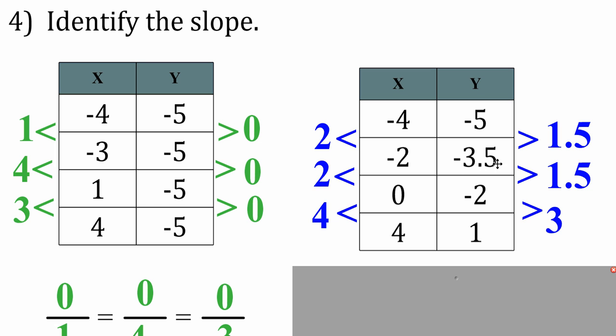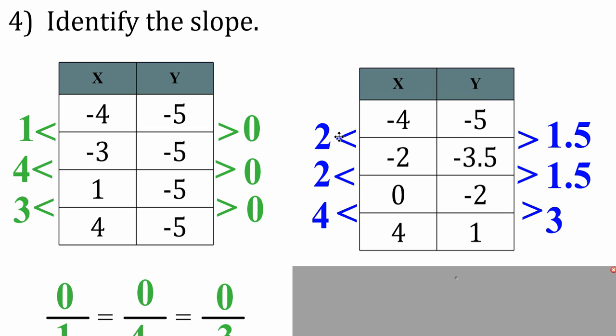Okay, do the change of the outputs. -3.5 minus -5, that turns into a positive 5. That gives us a 1.5. -2 minus a -3.5, remember the saying, take the opposite. So -2 and 3.5 gives you 1.5. 1 minus -2 gives us 3. So we've got the change of the inputs, we have the change of the outputs. Now we compare them.